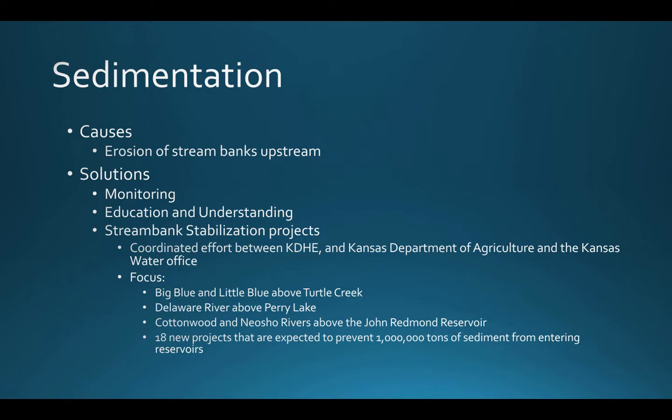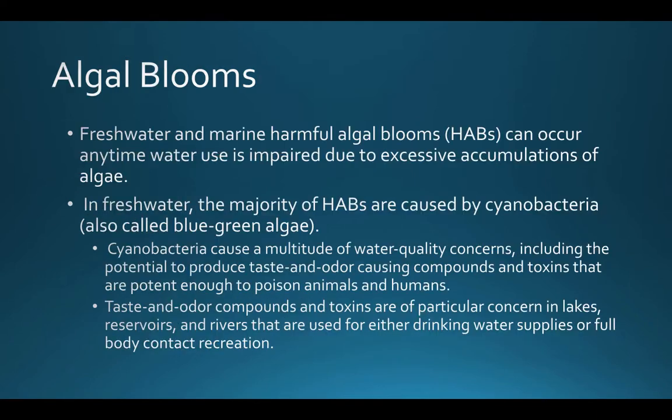There were also 18 new projects that are expected in the future to prevent over 1 million tons of sediment from entering the reservoirs in the state of Kansas. So these will be ongoing and continual as we go into the future. Part of this is the Kansas Water Office plans, and they are prioritized by year. So there are some good projects going on here, as well as establishing other regulations that have to do with setback distances and things like that going forward.